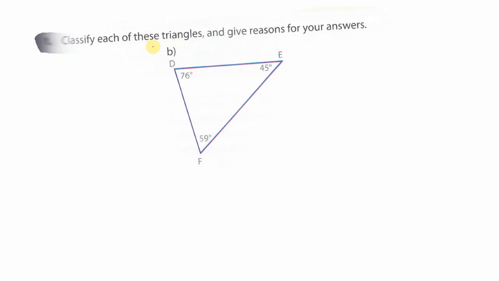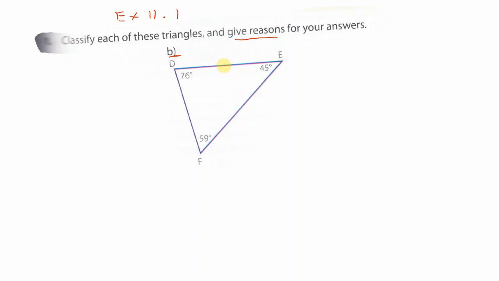So let's look at a few examples of how to classify these triangles formally. So exercise 11.1, number 1, I'm going to work through a few examples. So number 1, let's look at number B. We have to classify each of these triangles and give reasons for your answers. So reasons in 2D or two-dimensional geometry is very important.